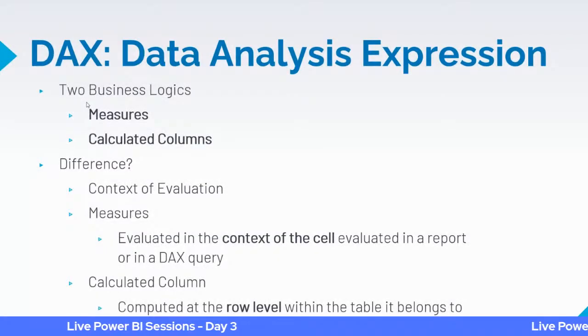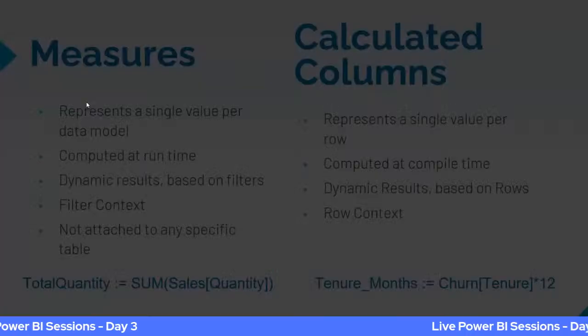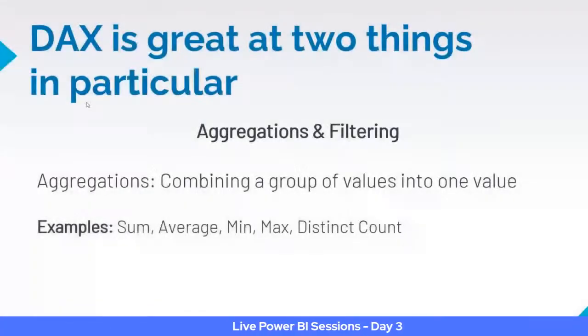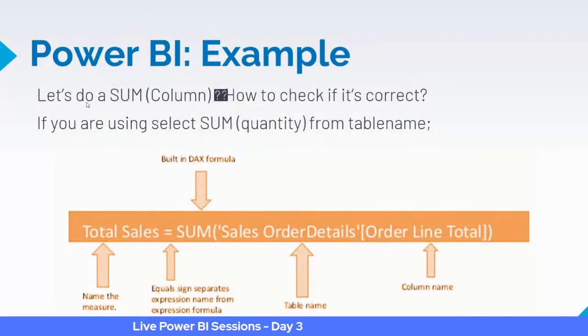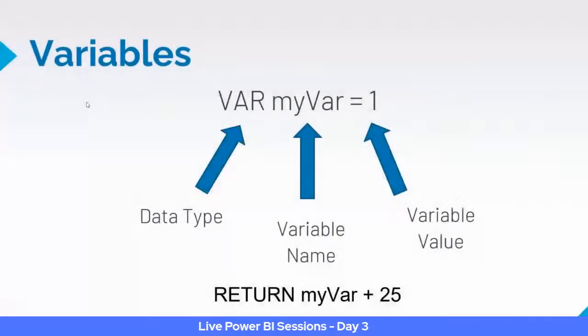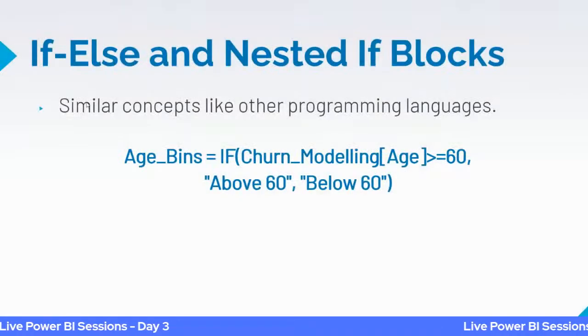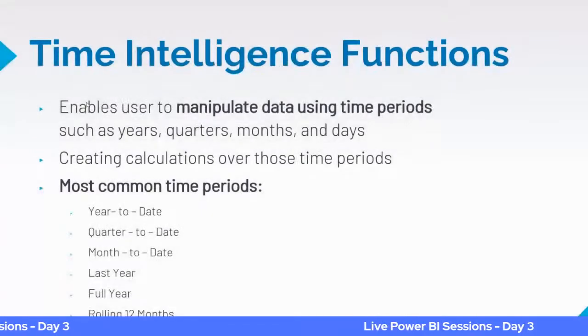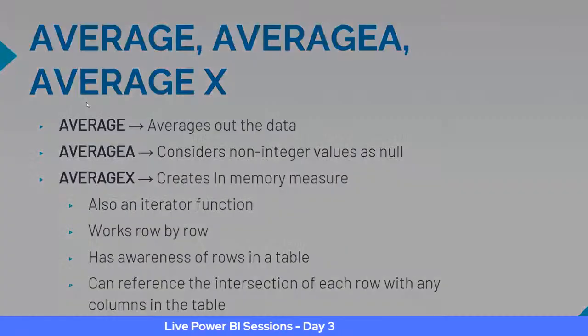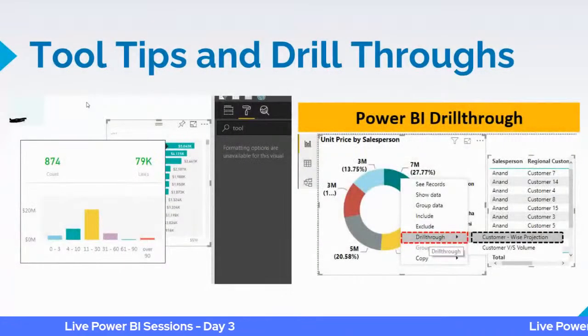We talked about the basic DAX functions, measures and calculated columns, implicit measures, aggregation, filtering, calculate functions, and date time functions. A lot of things were covered in the last class, so potentially the previous class was the most important class. Do not miss that. If you have missed it, please go and watch it. Today, without wasting much time, we'll quickly jump into the agenda.